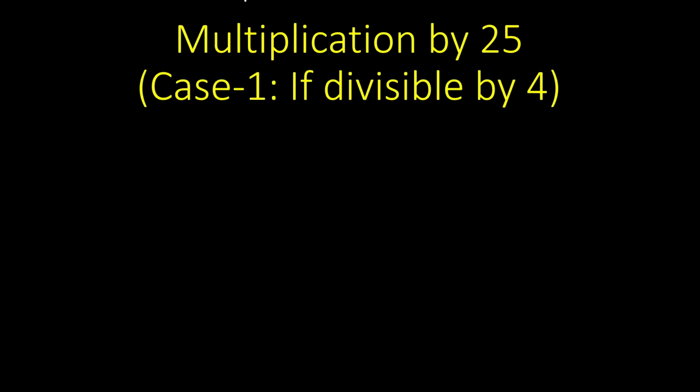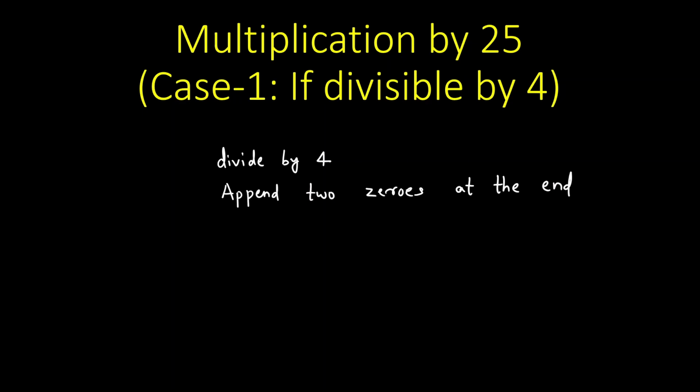The first step is we need to divide the number by 4. After that, the second step is to append two zeros at the end. Let us discuss some examples.